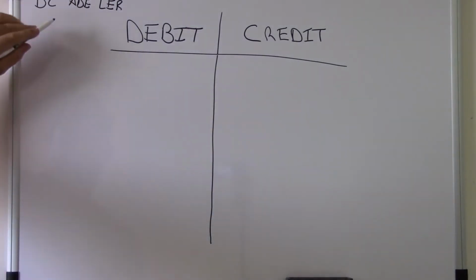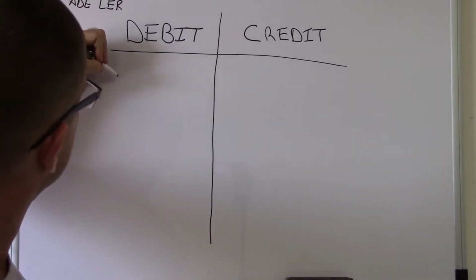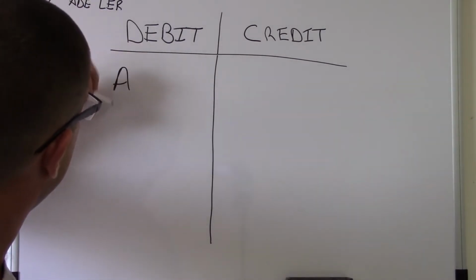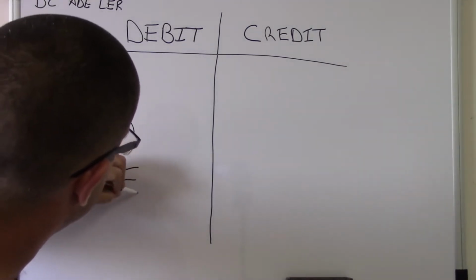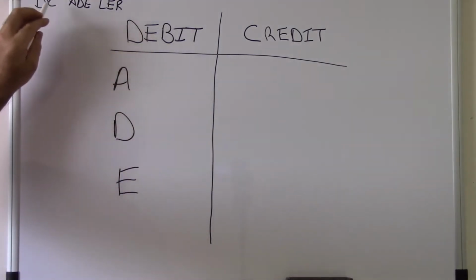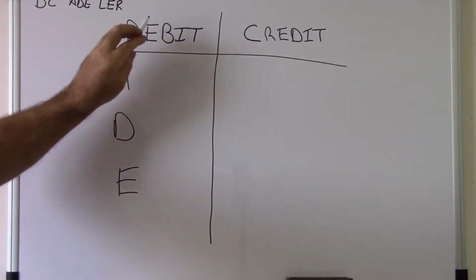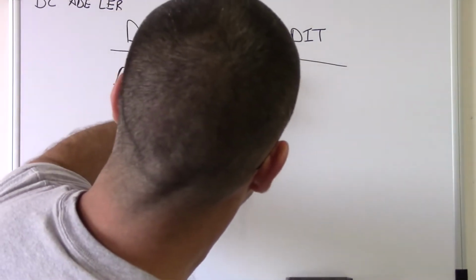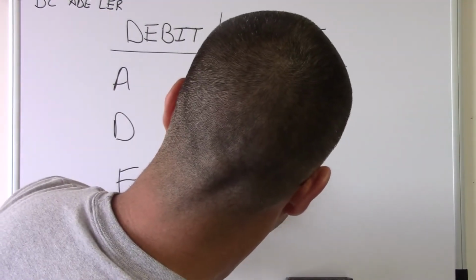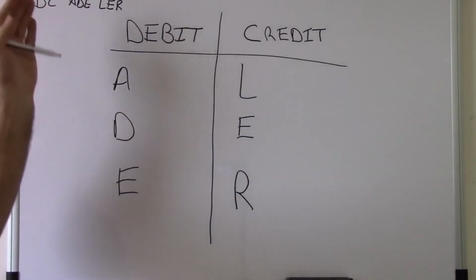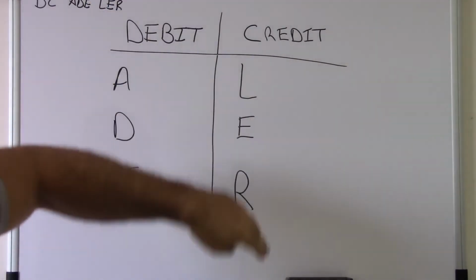So now for the debit side, we've got the AID. We've got A, duh, and then for the credit side, we've got LR. Okay? Now, DC AID LR.